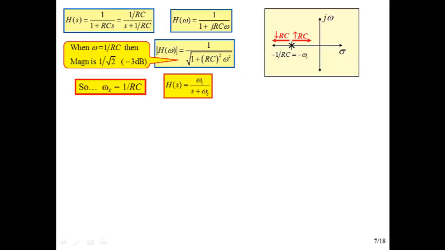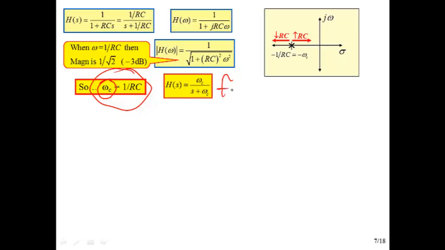So for a simple RC low-pass filter like we've seen, the cutoff frequency is 1 over RC. So if you want to design one of those, you just choose an appropriate R and an appropriate C so that your 1 over RC gives you the cutoff frequency. And this is in radians per second, so if you want it in hertz, you would have to divide that.